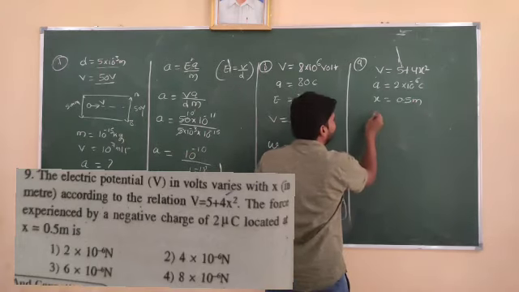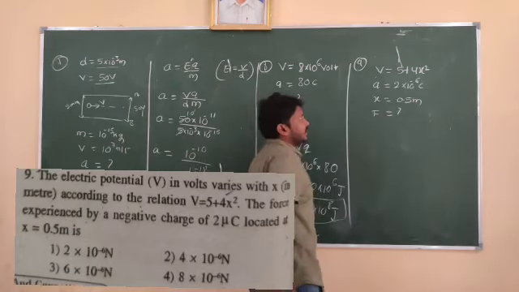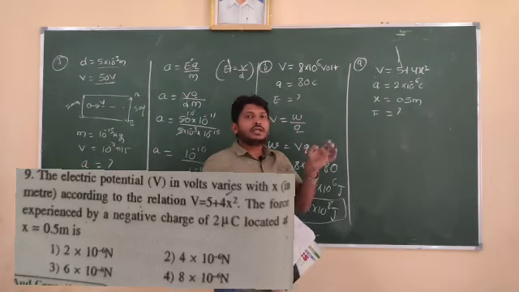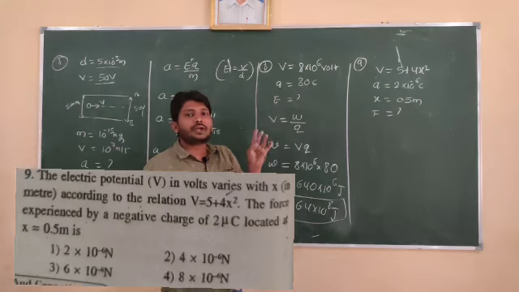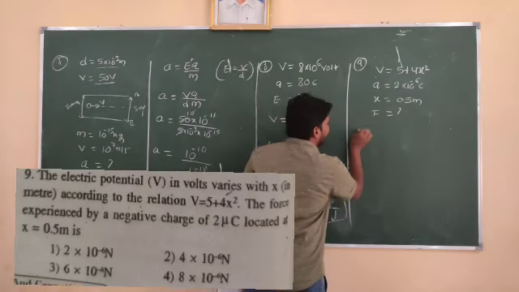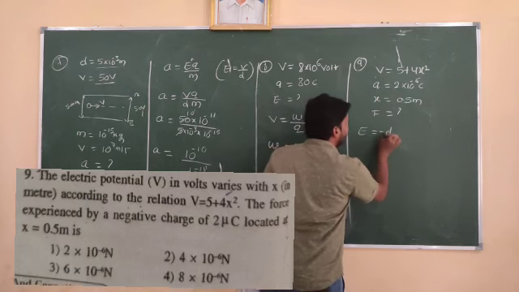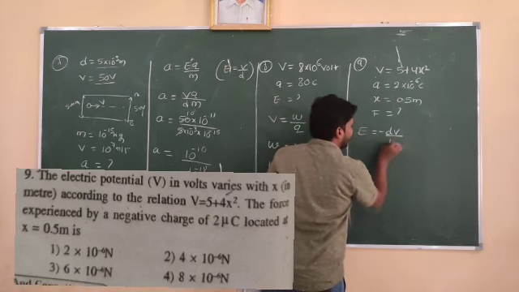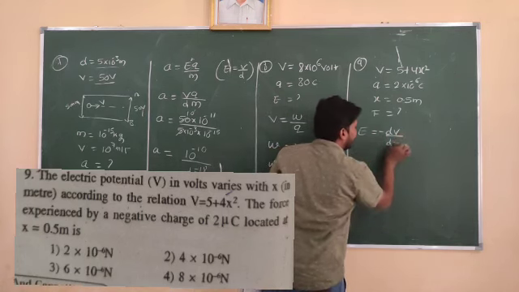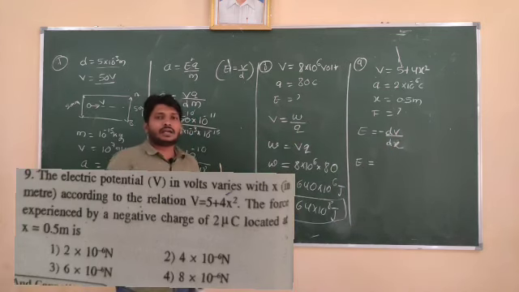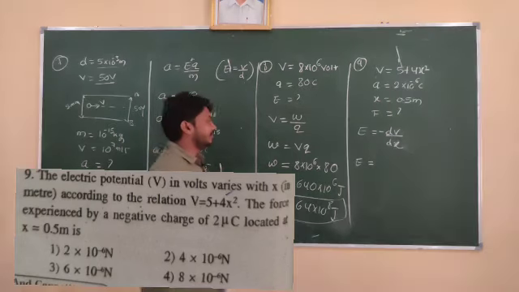Which thing do I need to find out here? The force value. The potential and distance they have given, so the relation between field, potential and distance. What is the relation between the electric field and electrostatic potential? E is equal to minus dV by dr, or dV by dx here. So first let me find the electric field. After that I have the connecting formula between field and force.